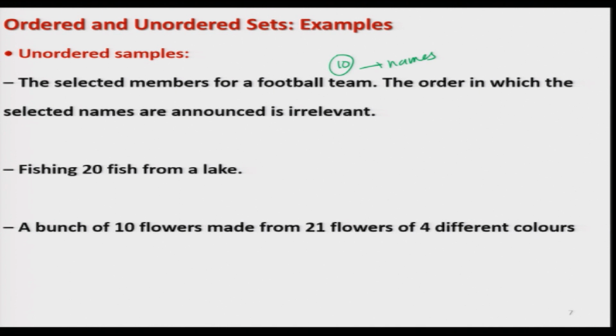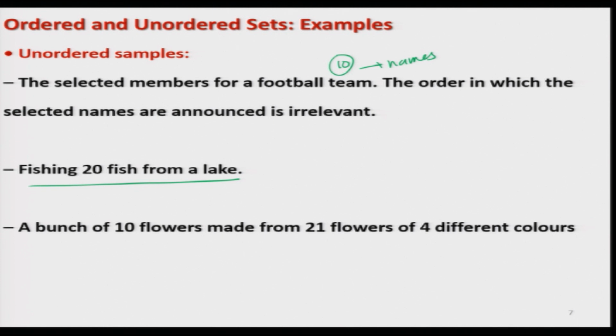Similarly, if you want to fish 20 fishes from a lake, the person will simply put in a fishing rod, and whatever 20 fishes are caught will be the sample. In this case, the order in which the fishes are caught is immaterial, because our objective is just to get 20 fishes.